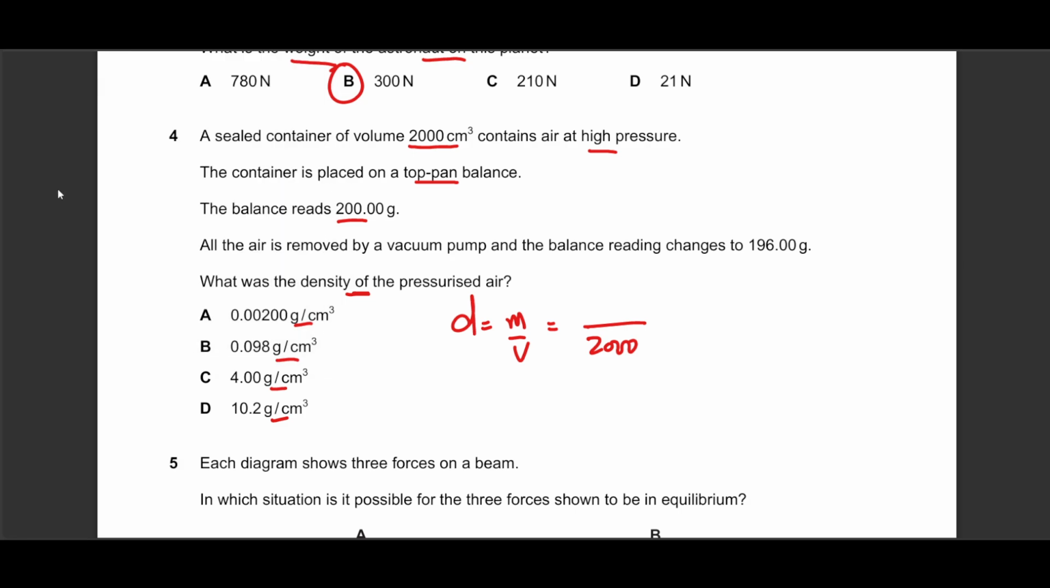But there's a problem with mass. You see, the balance reads 200 grams today, but when the air was removed, it read 196, which means that the actual mass of air would be 4 grams. And how we got this is 200 minus 196. When you calculate this, the answer you get is going to be 0.002 grams per cm cube, which is option A.